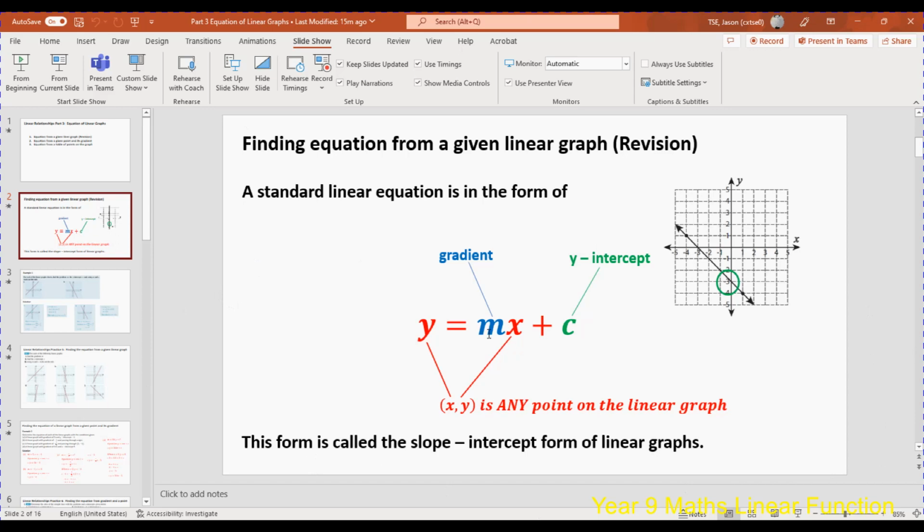So you can see for y equals mx plus c, what we're actually looking at now is the value of m and the value of c. That means the gradient and y-intercept. So let's go to your handouts.